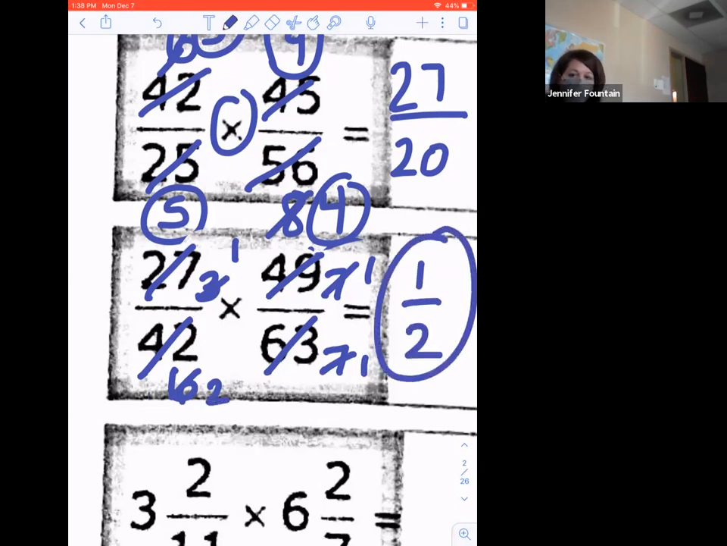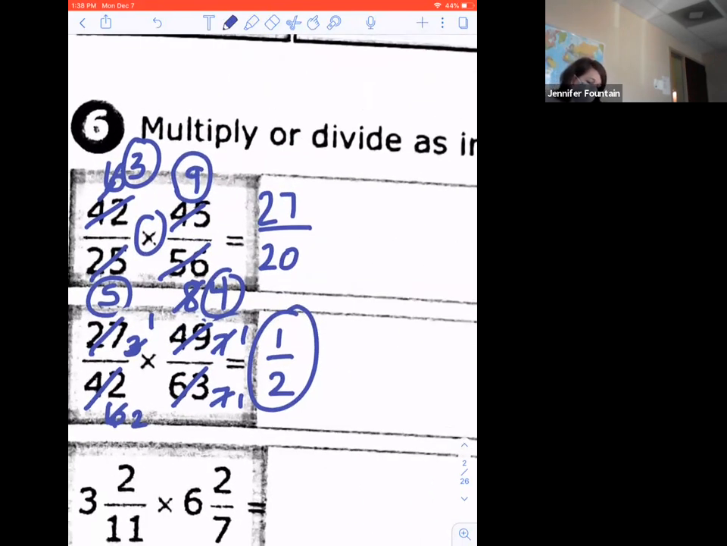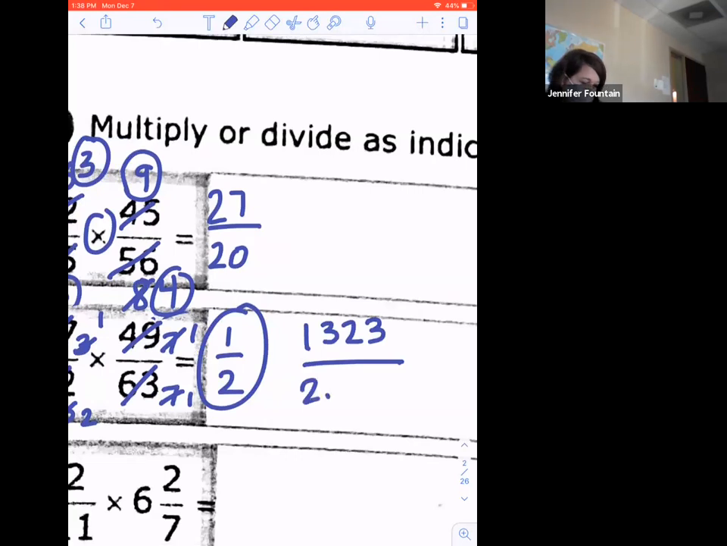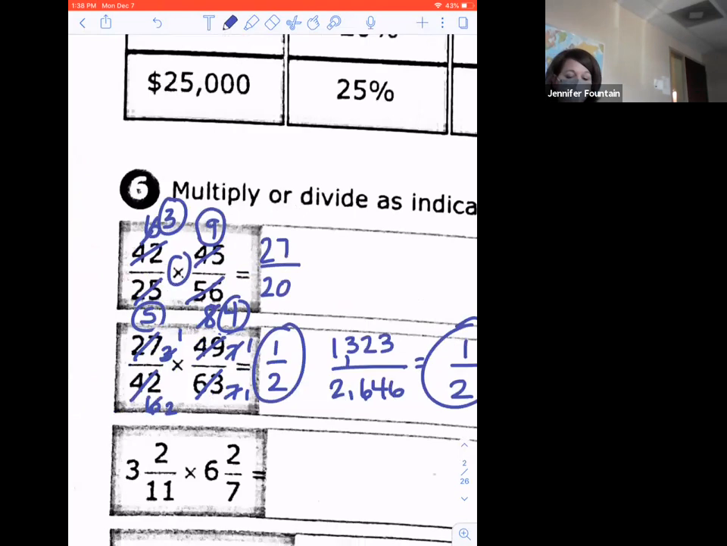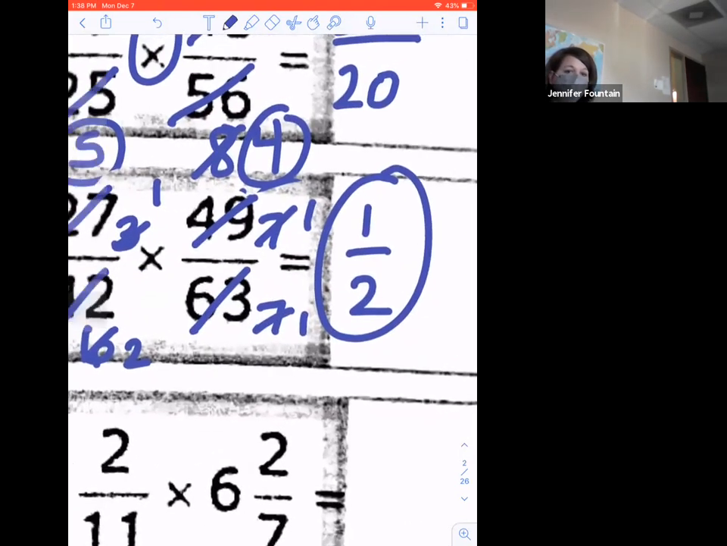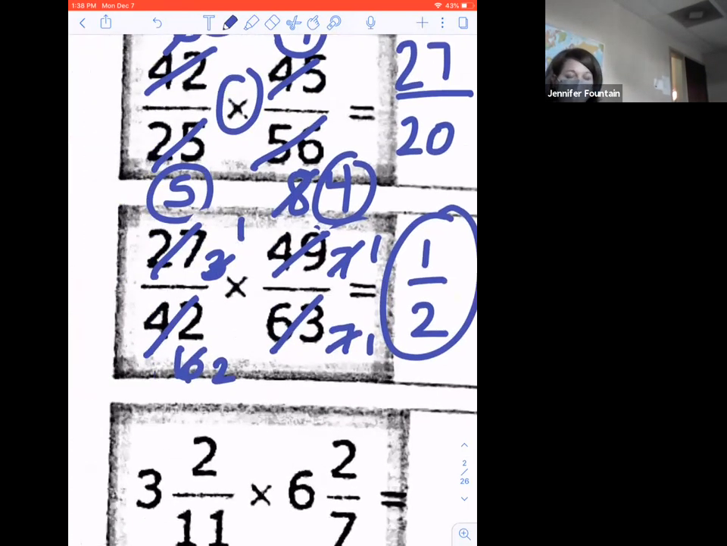So notice that now we ended up with 1/2. Okay. What if we had just multiplied 27 times 49? I'm just going to do that on my calculator real quick. 27 times 49 is 1,323 over 42 times 63, which is 2,646. Okay, notice that this is equal to 1/2. So it doesn't matter what it looks like in the problem. We're not actually canceling 49 and 63, saying it is 1/1. It's because we are able to simplify with the numbers that are across or that are diagonal to it.